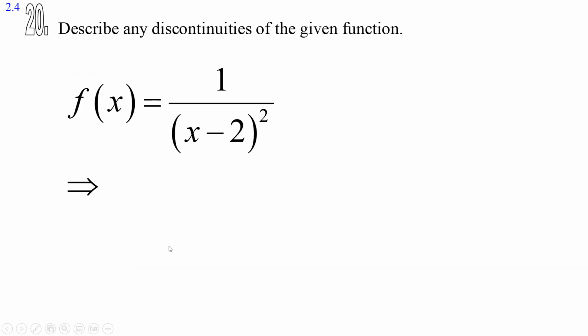All right, number 20. Describe any discontinuities of the given function. Well, here we go. Do you guys see an asymptote at x equals 2?